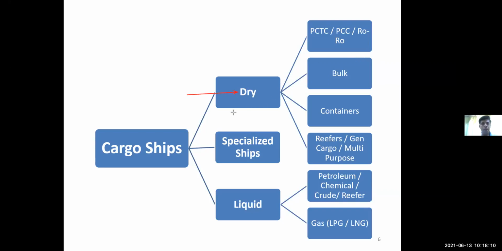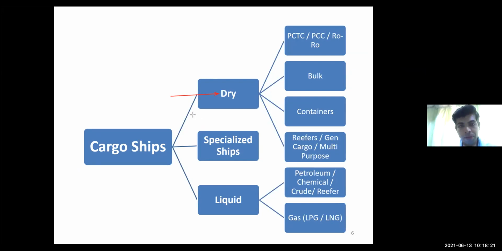So let's come back to the first category, the dry ships. As I said, ships which carry a dry cargo, which includes your grain, fertilizers, minerals. Minerals means your different kinds of ore, zinc ore, copper ore, and everything. So grains, you have soybean, you have wheat, all these products you get.